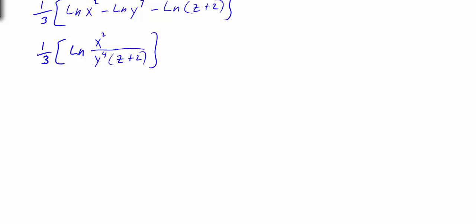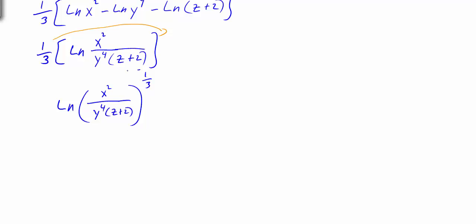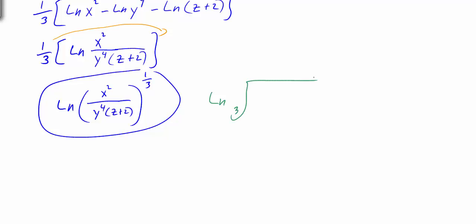And now all we have left is the 1/3, and this 1/3 can be moved up here as the exponent. So you would end up with the natural log of x squared divided by y to the 4th multiplied by z plus 2, and then all of this is raised to the 1/3 power. And once again, if you prefer, we could actually write this as the natural log of the cube root, because remember the 1/3 is representing the cube root of x squared over y to the 4th times z plus 2. So again, either way would be correct.